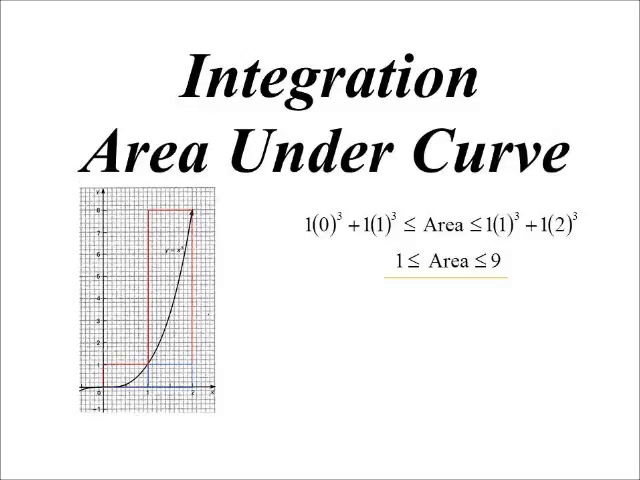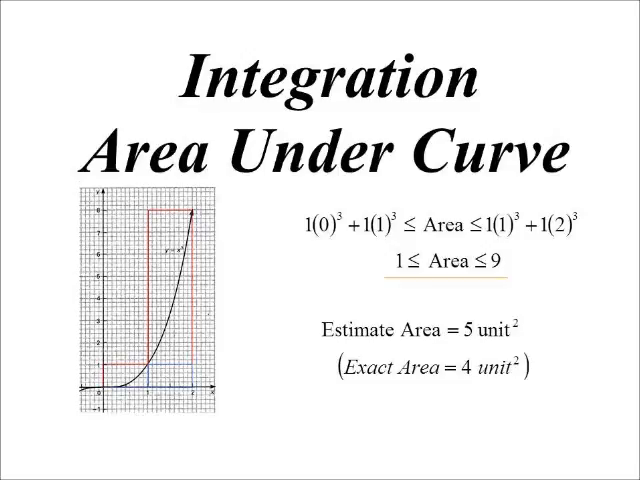Now obviously there's a lot in between 1 and 9. If I had to estimate, the logical thing to do would be to average the two. So as an estimate, I'd say maybe it's around 5. It actually turns out the exact area is 4. So it was better than 9, it's better than 1, but it's still not great.